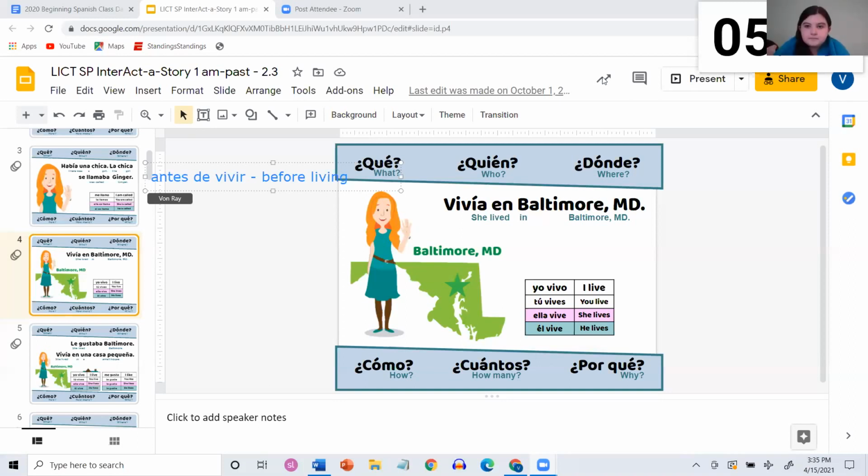Ginger, ¿dónde vivías tú antes de Baltimore? Antes de vivir en Baltimore, yo vivía en South Dakota. Ah, sí, tú vivías en South Dakota, en Dakota del Sur. ¿Y te gustaba vivir allí o no te gustaba vivir allí? Sí, me gustaba vivir allí porque hace frío. ¿Te gustaba vivir allí porque hacía frío? Oh, a Ginger, ¿le gustaba o no le gustaba vivir allí?